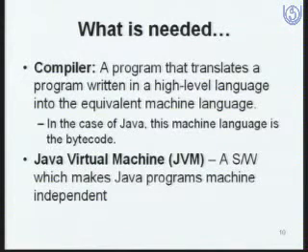The second, the most important thing which has to be there on your system is the Java Virtual Machine. What is the Java Virtual Machine? It is software which makes Java programs machine independent. So JVM is the most important feature that has to be there on the host machine, without which a Java program cannot run.